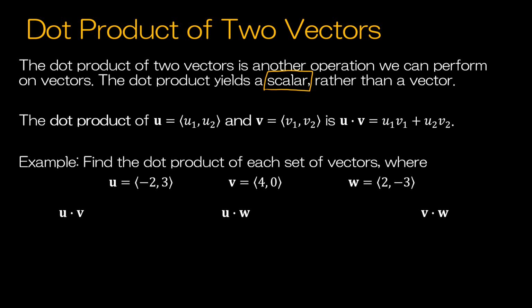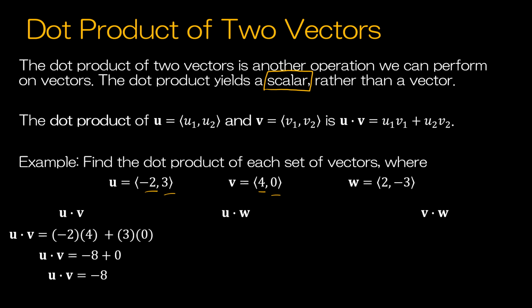So if I'm finding the dot product of u and v, then I'm going to start with negative 2 times 4, which is negative 8, plus 3 times 0, which is 0. So I'm going to get negative 8 plus 0, which is negative 8.